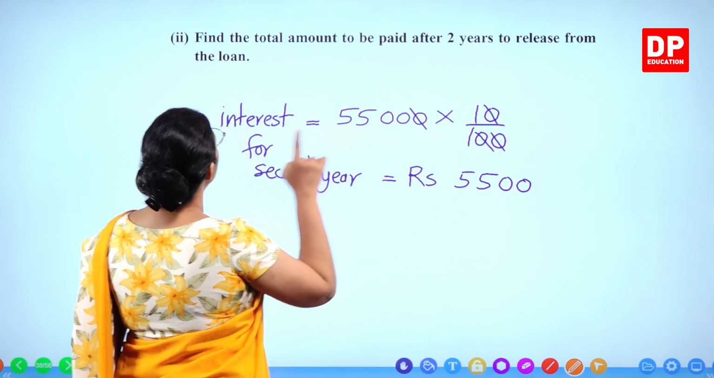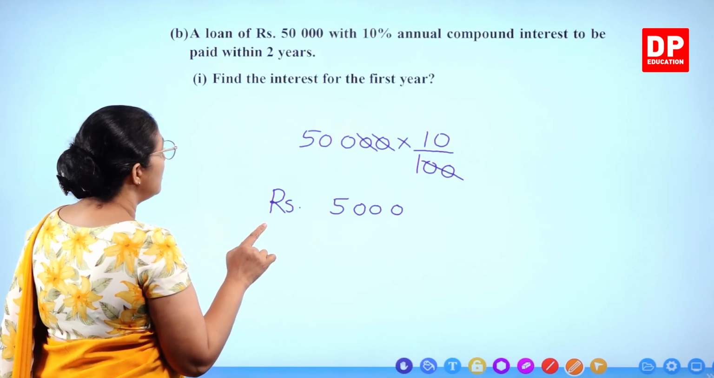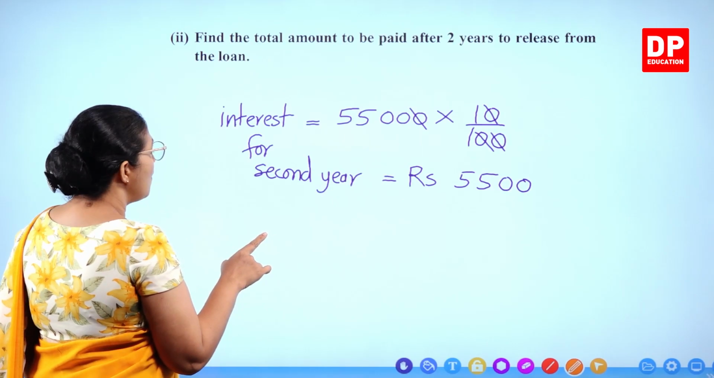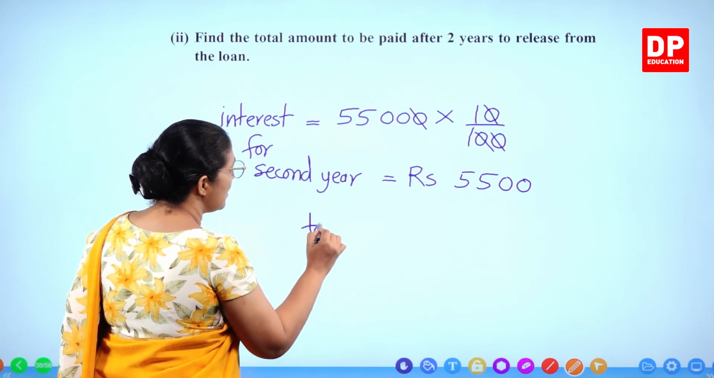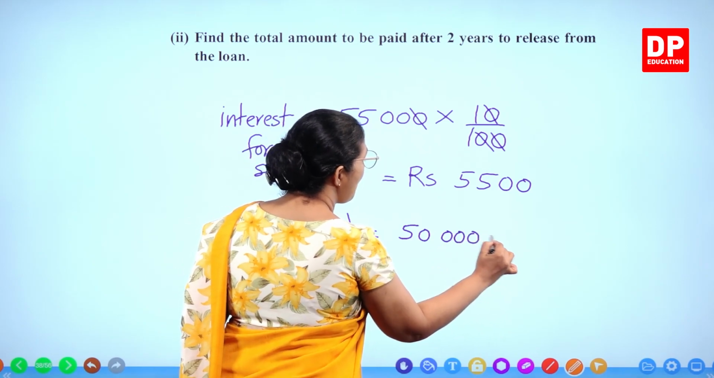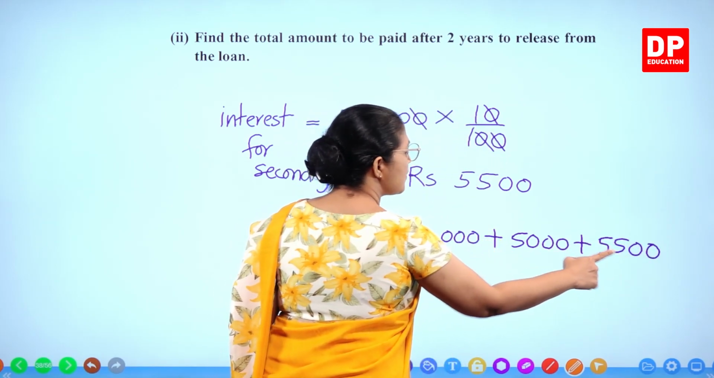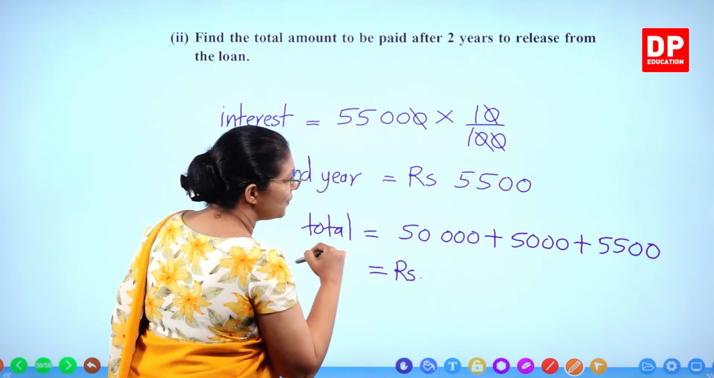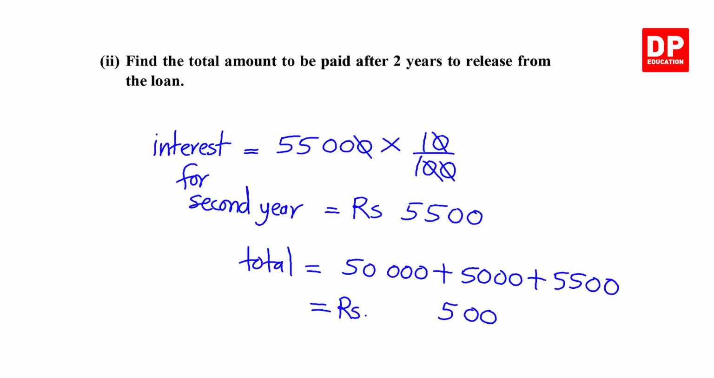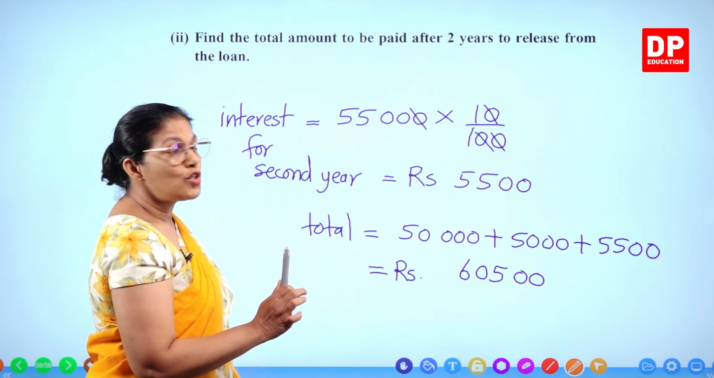for the second year. So find the total amount to be paid after 2 years. What's the amount? 5,000 for the first year, 5,500 for the second year. So the total amount is the initial value 50,000 plus 5,000 plus 5,500. Interest for the first year and interest for the second year, you have to add to the initial value. 0, 0, 5. 5 and 5, 10 and 6. 60,500 rupees is the total amount to be paid after 2 years.